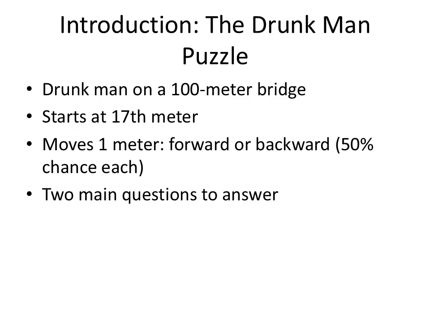We want to answer two key questions. First, what is the probability that he will reach the end of the bridge at meter 100 before falling off the start, which is meter 0? And second, how many steps on average will it take for him to reach either end of the bridge? Let's break this scenario down step by step.